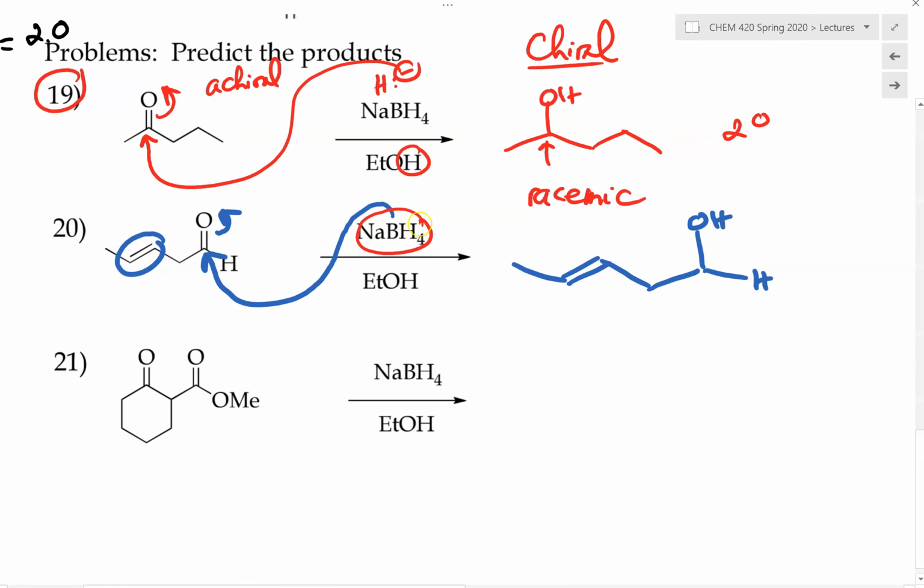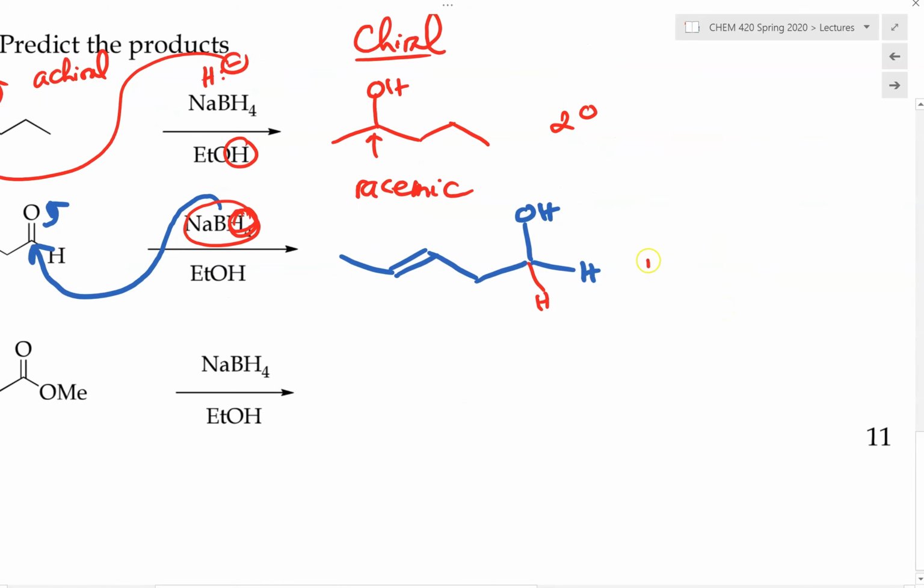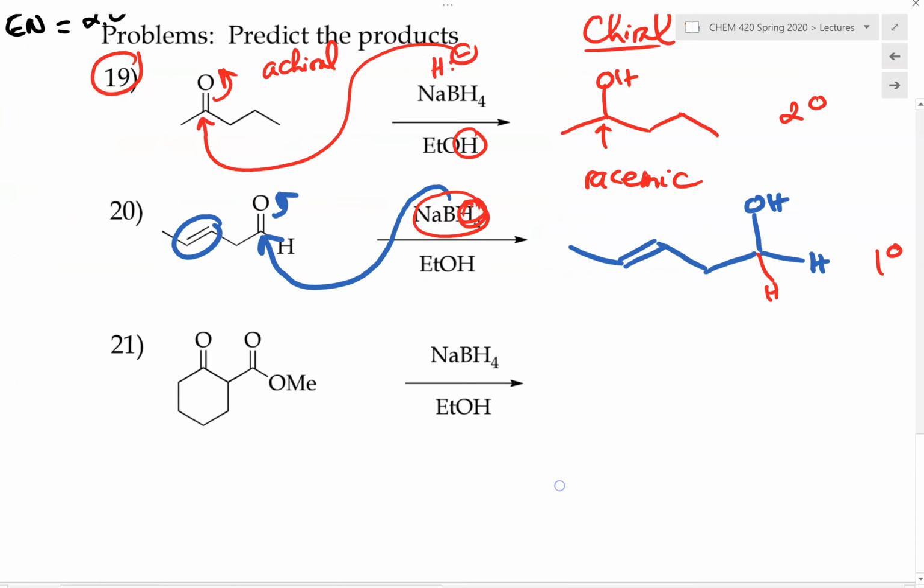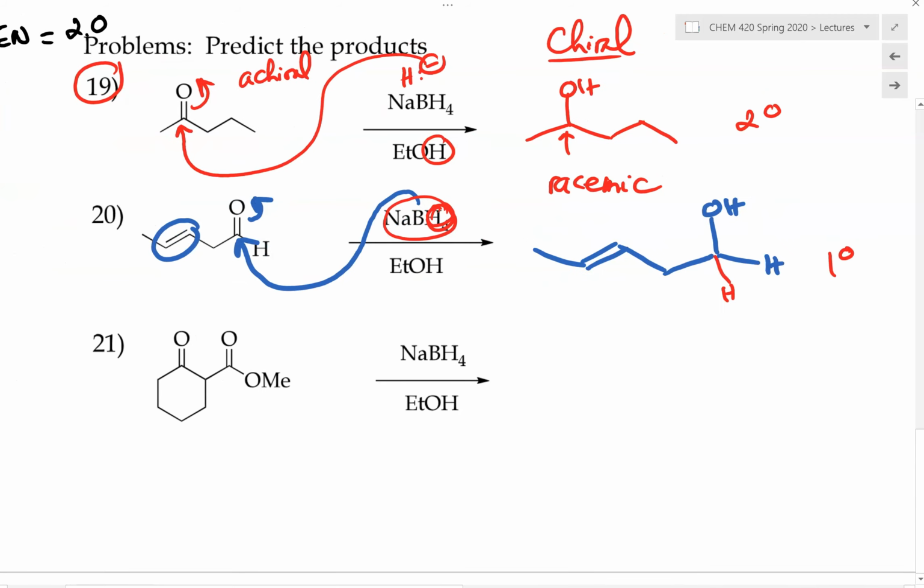And note that the hydride from the reducing agent is now added right here. Therefore, this is now a primary alcohol. So whether a primary alcohol or a secondary alcohol is produced purely depends on the structure of the substrate. If we start with the ketone, we can make our secondary alcohol. If we start with our aldehyde, we'll be able to make the primary alcohol.